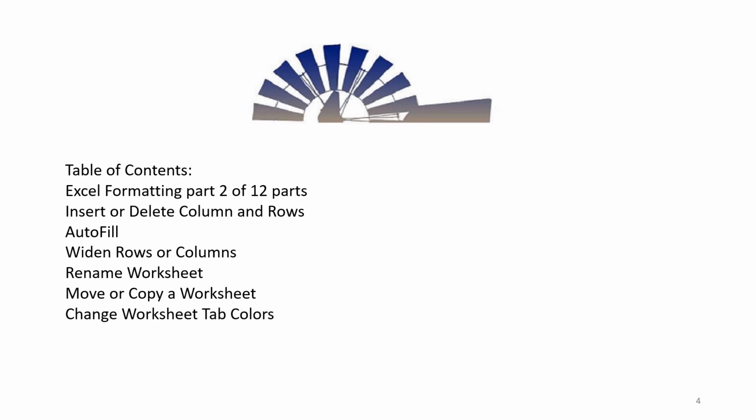Table of Contents, Excel Formatting, Part 2 of 12 parts: Insert or delete columns and rows, autofill, widen rows or columns, rename worksheet, move or copy a worksheet, change worksheet tab colors.